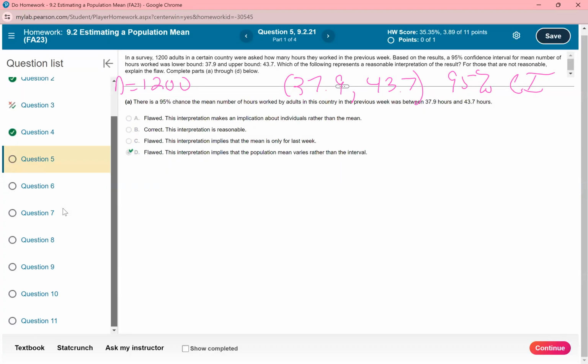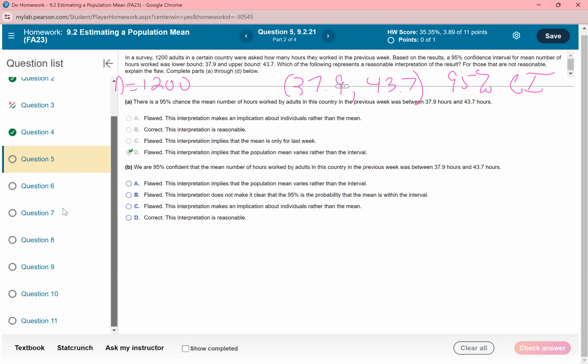All right, so for number 5, part A, you're going to go with flawed. The interpretation implies the population mean varies rather than the interval. The interval is going to move around because that's based off of the sample, but the population mean is going to stay the same. It's our confidence interval that's going to keep moving around. Right, we are 95% confident the mean number of hours worked by the adults in the country was between blank and blank. That sounds correct.